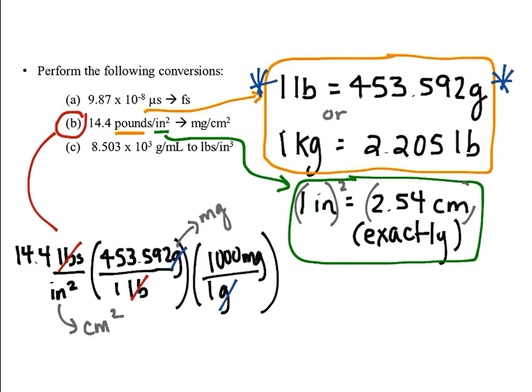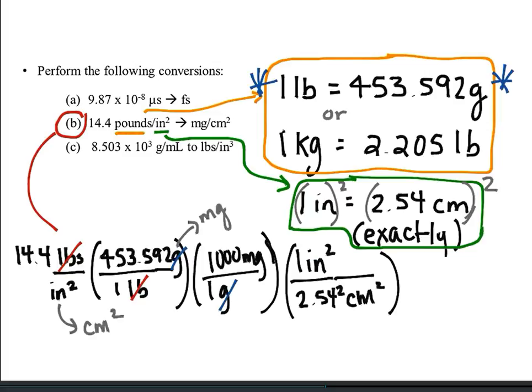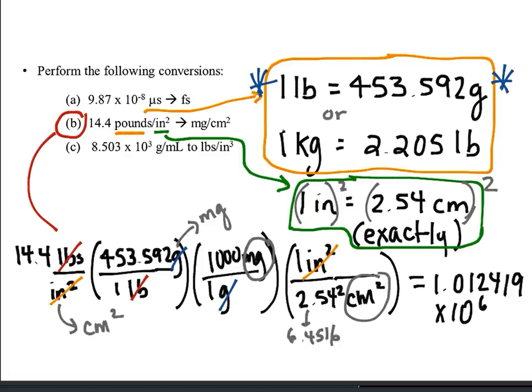Remember that if you square the unit, you also must square the number, which means that it's 2.54 squared square centimeters in 1 square inch. And now we have units of milligrams per square centimeter. So we're done once we do this calculation. We get 1.012419 times 10 to the 6th.